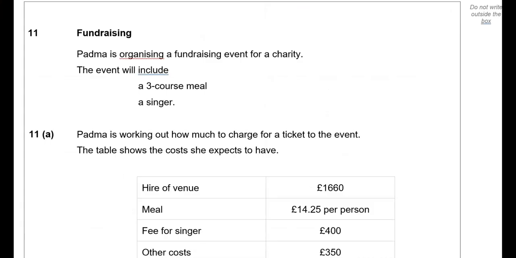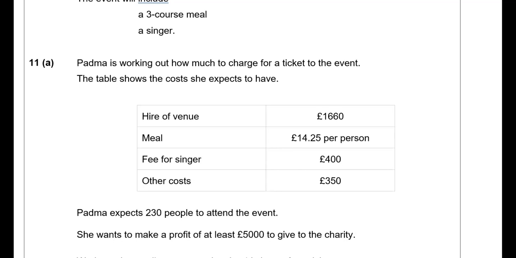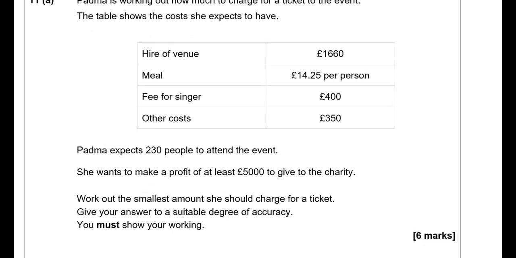Looking at the next question, fundraising. Padma is organising a fundraising event for a charity. The event will include a 3-course meal, a singer. Padma is working out how much to charge for a ticket to the event. The table shows the costs she expects to have. Hire of venue, £1,660, meal, £14.25 per person, fee for singer, £400, other costs, £350.